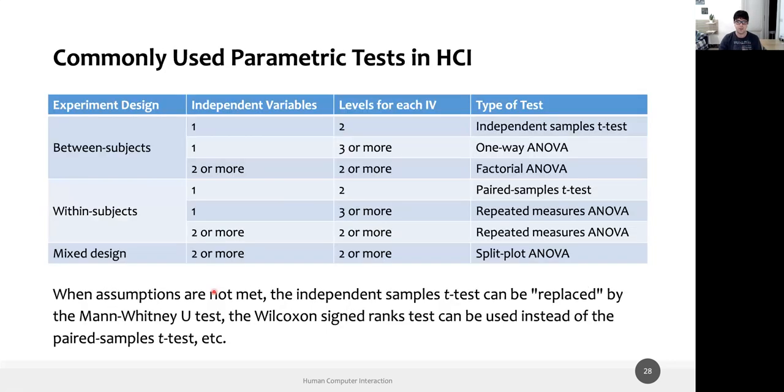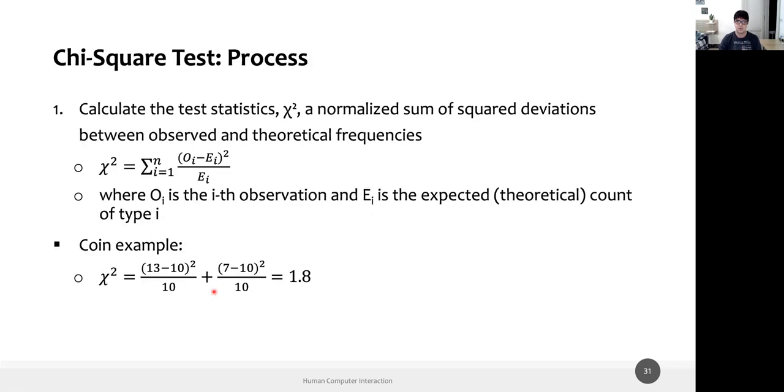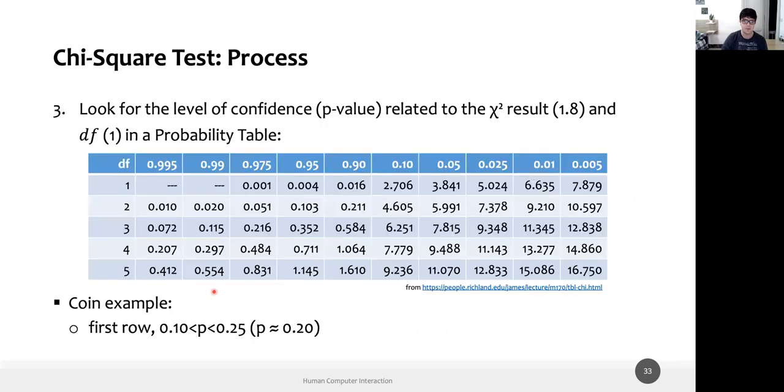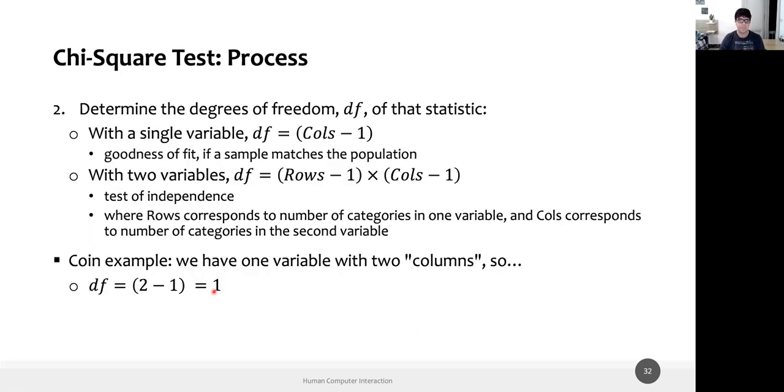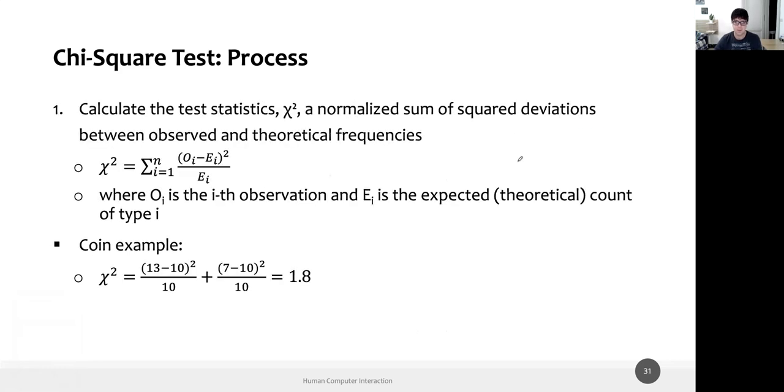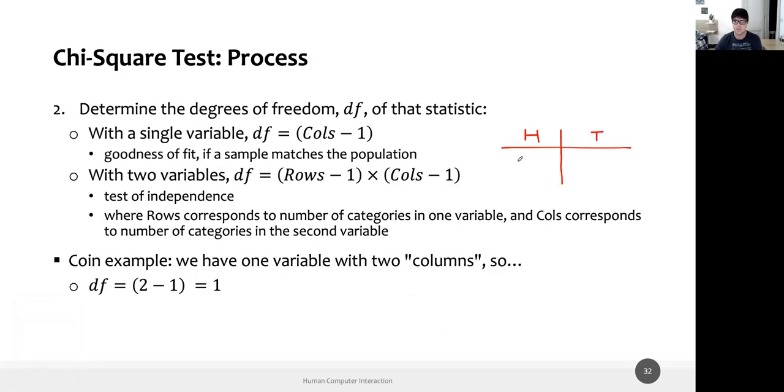So, we don't have it here, but let me just draw this. If we put all this information in our table, we have head, tail, and we have, I don't remember, 13 head and 7 tail. And the total here is 20.